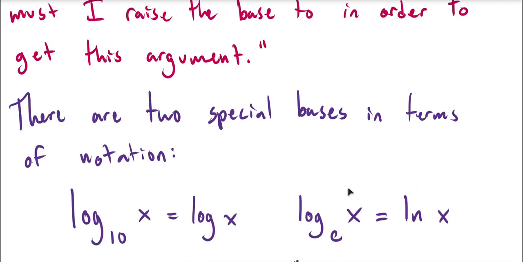There are two special bases in terms of notation. One is the omission of the base. If we do not see a base, we call this the common log, and the implied base is 10. This is very similar to the omission of the index of 2 when we use a square root symbol. On the other hand, we have this abbreviation ln, which is the natural logarithm, and it has a base of e, which is, in fact, a particular number.